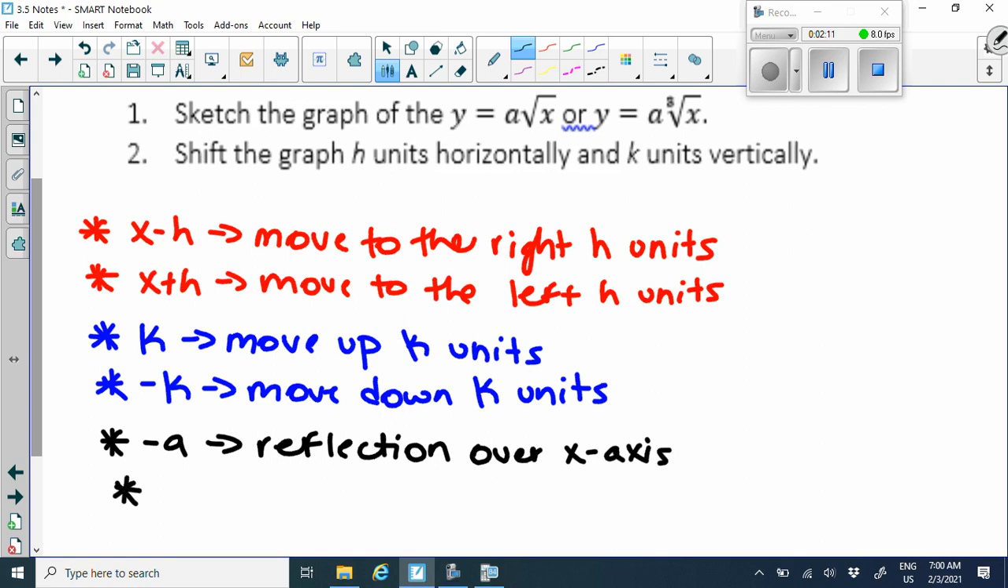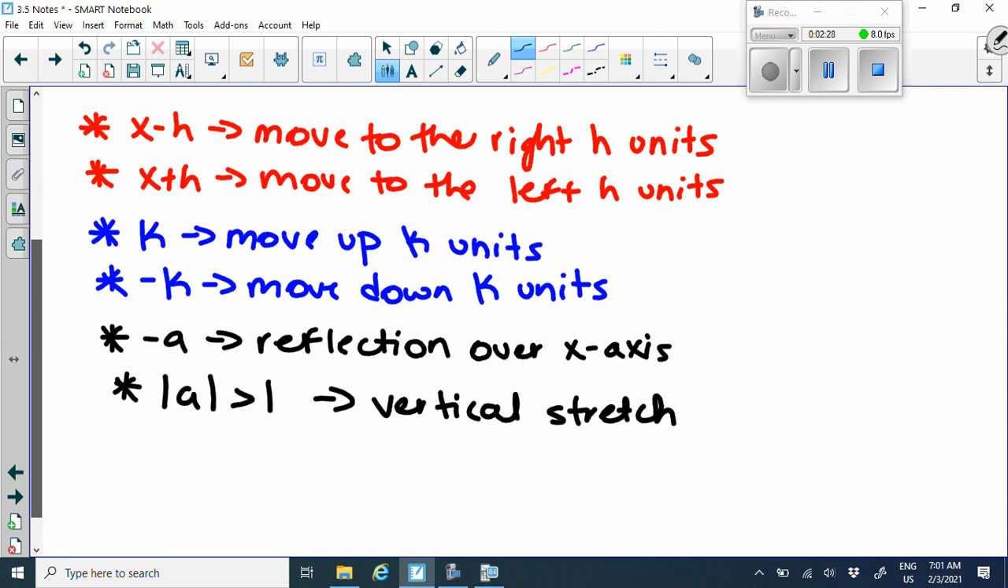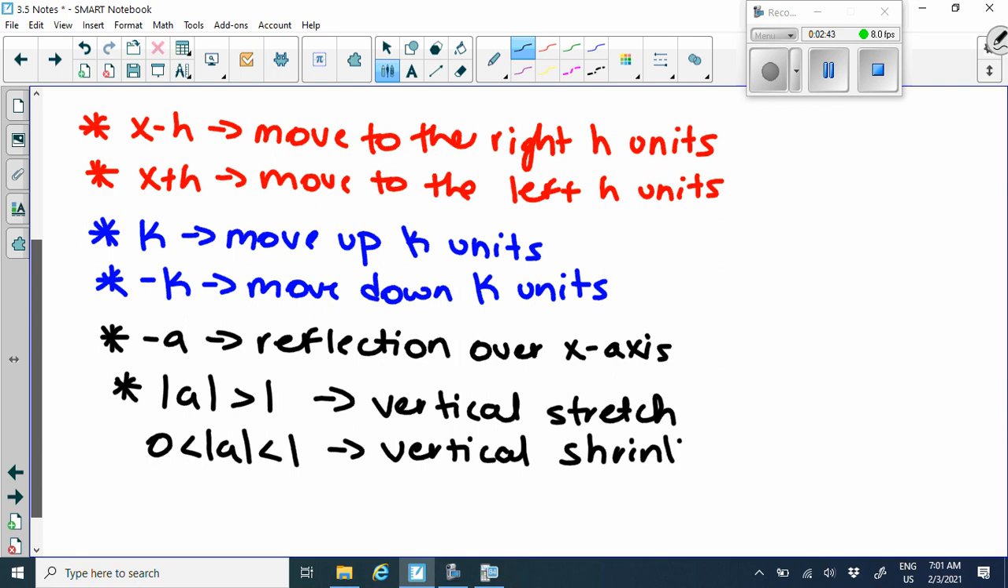And when we have values that are smaller and bigger, that's when we talk about a vertical stretch and shrink. So remember, if the absolute value of a is greater than 1, that means it's going to be a vertical stretch, because you're stretching upwards. That's why it's called vertical. Now, if our absolute value is less than 1, in between 0 and 1, that means it's a vertical shrink. So that means our graph is becoming wider.